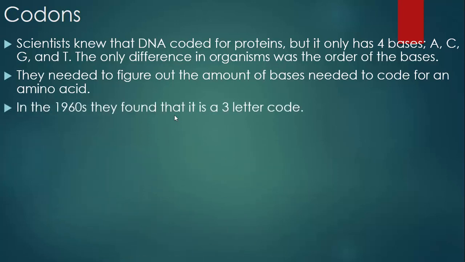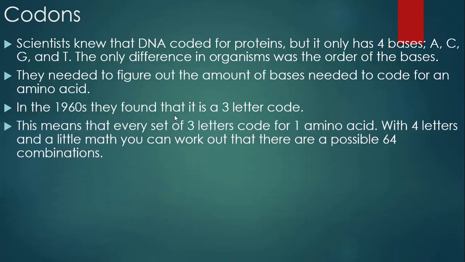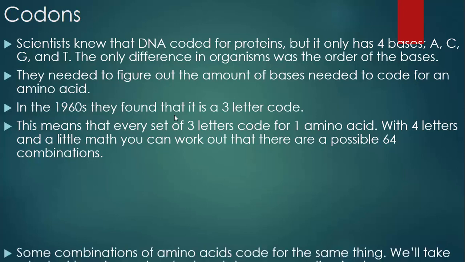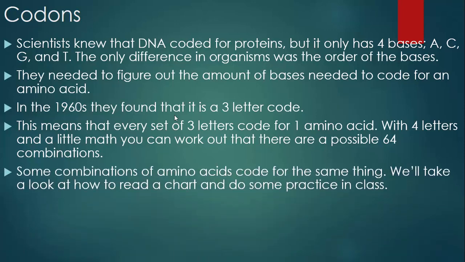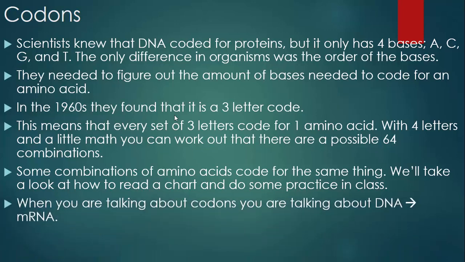So in the 1960s, they found out that it's a 3-letter code. So every 3 letters of DNA, ACC, CAC, CGG, any combination that you can think of, will code for a specific amino acid. So this means that every set of 3 letters code for 1 amino acid, which we just said. With 4 letters and a little math, you can work out that there are a possible 64 combinations. There are no more, there are no less. Now, some combinations of amino acids code for the same thing. We'll take a look at how to read a chart and do some practice in class. We'll also go over it briefly in this podcast.